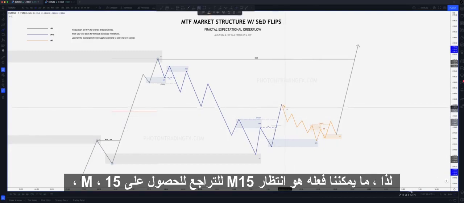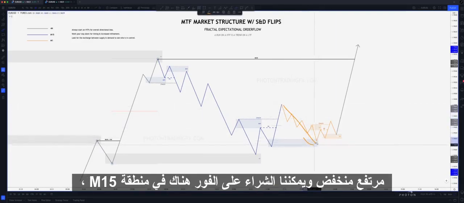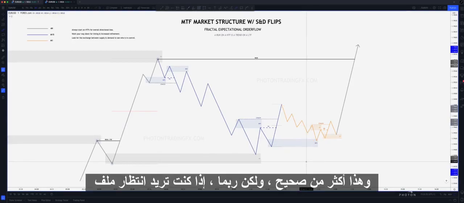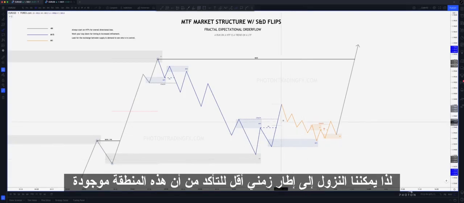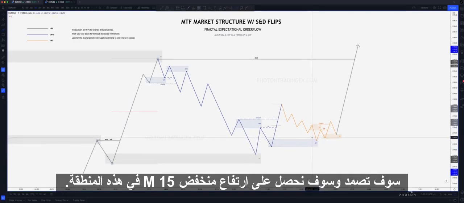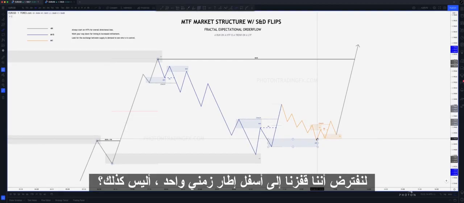So what we can do is wait for the M15 to pull back to get an M15 higher low, and we could just buy straight away there on the M15 zone, and that is more than valid. But maybe we want to wait for even more confirmation or even more refinement. So we can drop down to a lower time frame to confirm that this zone is going to hold, and we are going to get an M15 higher low in this area. So let's say we jump down to the M1 time frame.